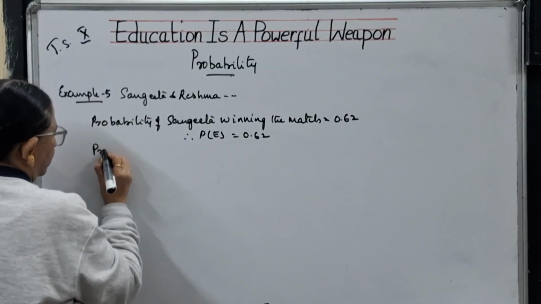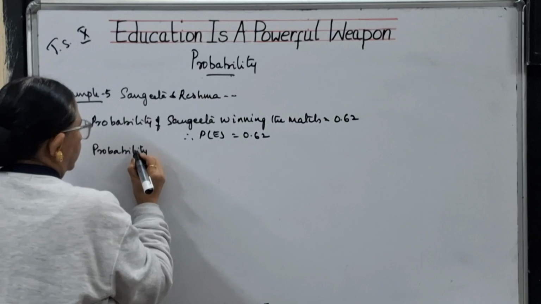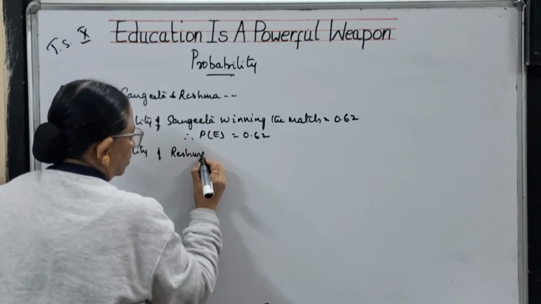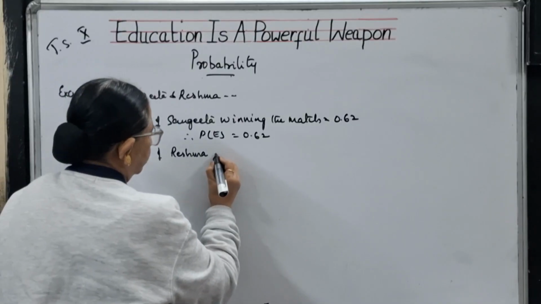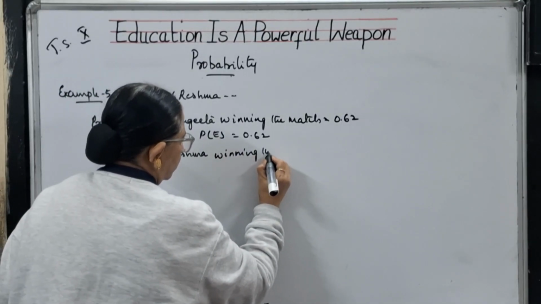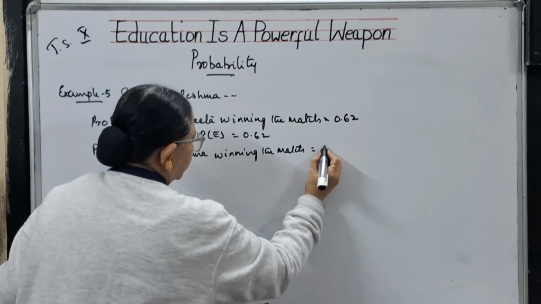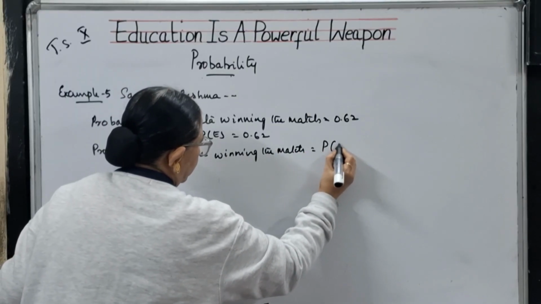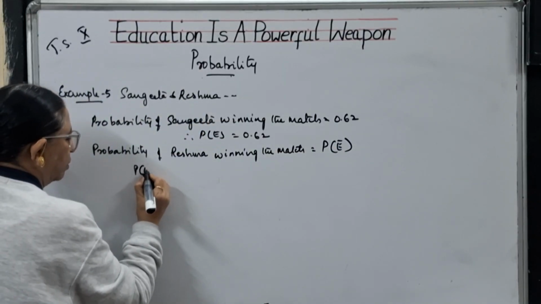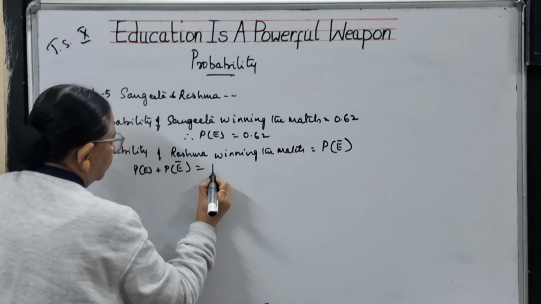Now, the probability of Reshma winning the match is nothing but P of E dash. So we know that P of E plus P of E dash is equal to 1.